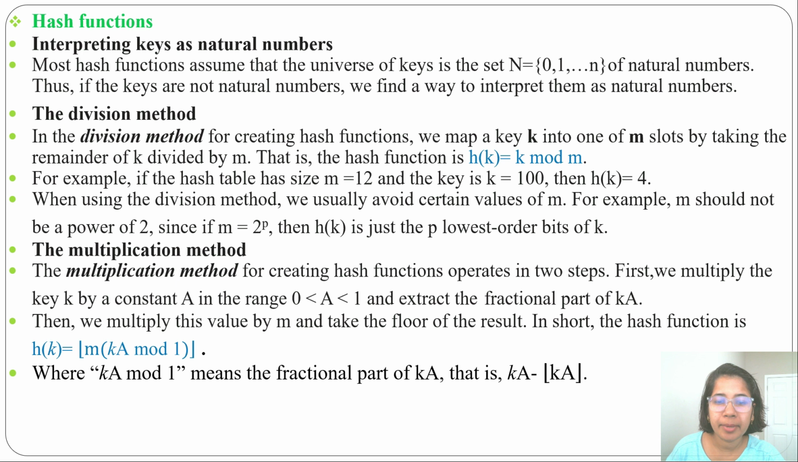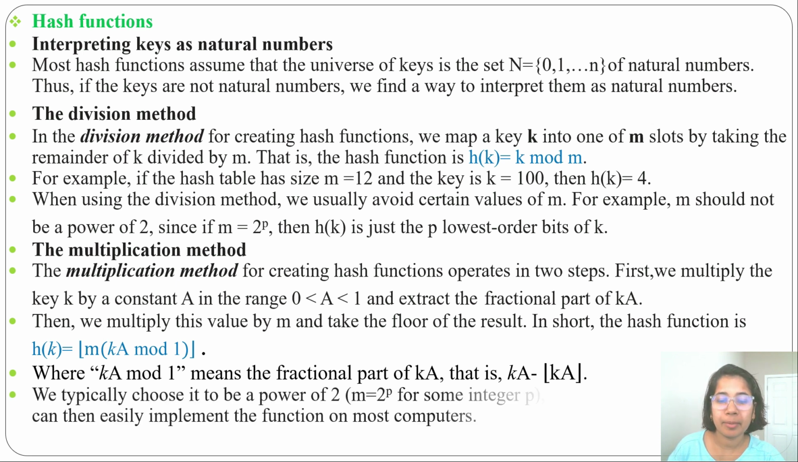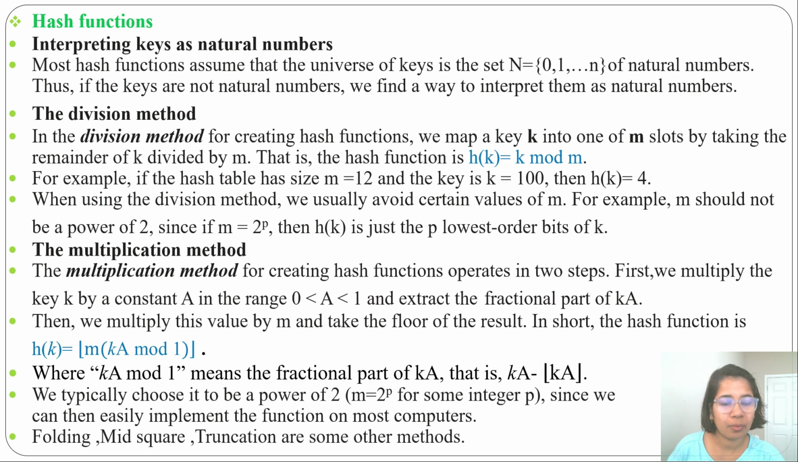In the multiplication method, m can be a power of 2. We can take m equals 2^p, p can be any integer. But in the case of the division method, it's better that m not equal 2^p. There are some other methods for finding hash value like folding, mid-square, truncation. In the Cormen book, just these two methods are given, and of these two, the division method is most popular.